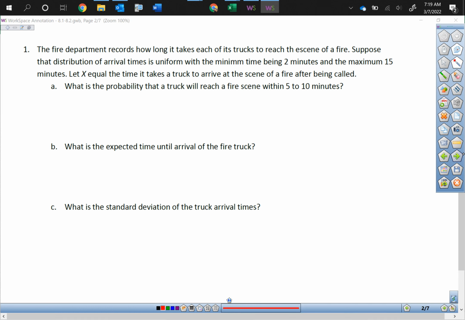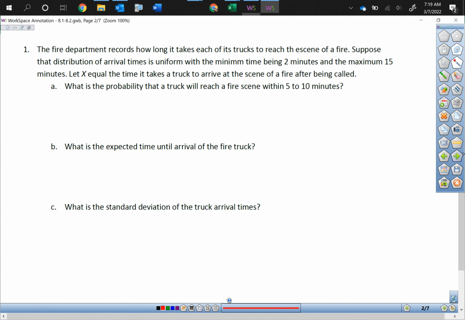First of all, it says the fire department records how long it takes each of its trucks to reach the scene of a fire. Suppose that the distribution of arrival is uniform with the minimum time being 2 minutes and the maximum time being 15 minutes. Let x equal the time it takes for a truck to arrive at the scene of a fire after being called. So you've got to think about this here.